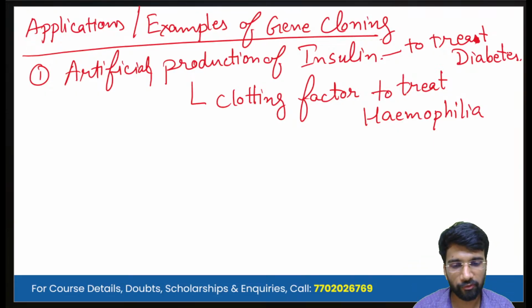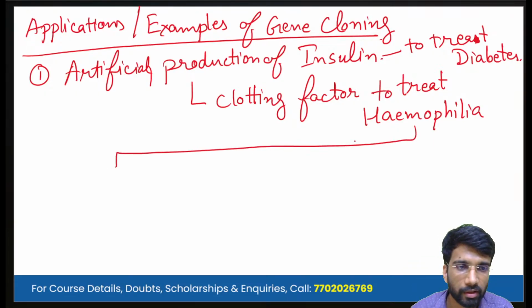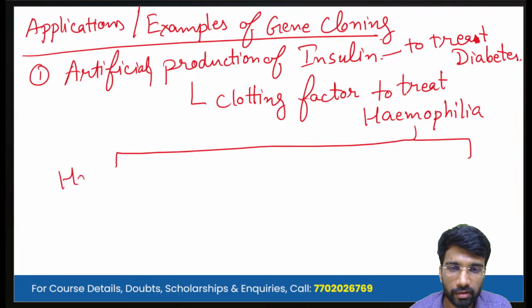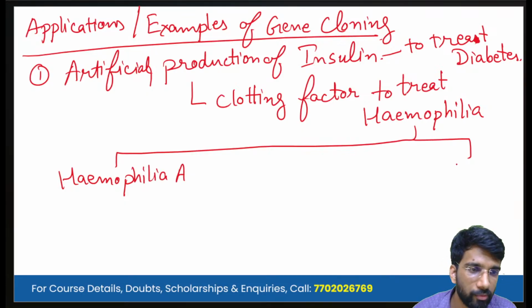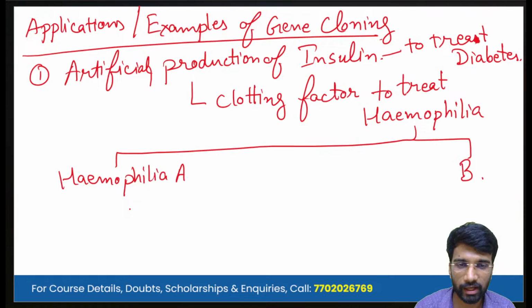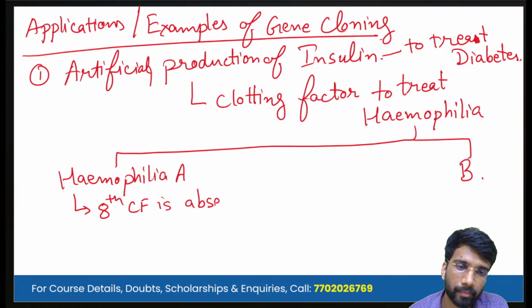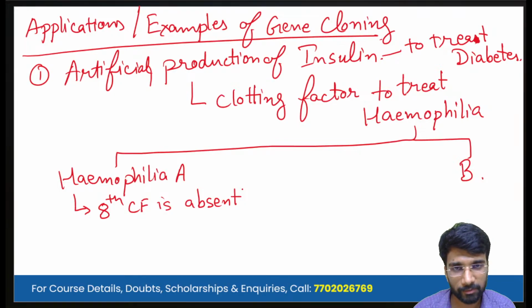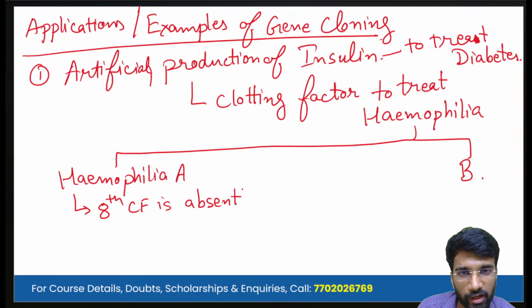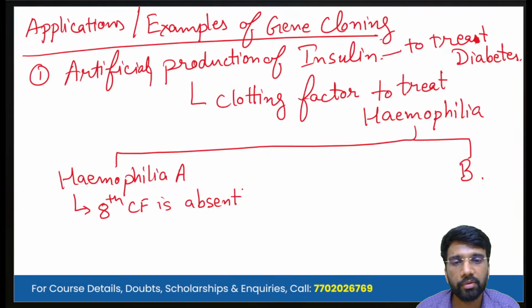Okay, so hemophilia is of two types. We have hemophilia A and hemophilia B. Hemophilia A happens when the eighth clotting factor is absent. So absence of the eighth clotting factor gives us hemophilia A. Now, if there is absence of a clotting factor, we can artificially produce it using the gene cloning method and treat this particular hemophilia A.